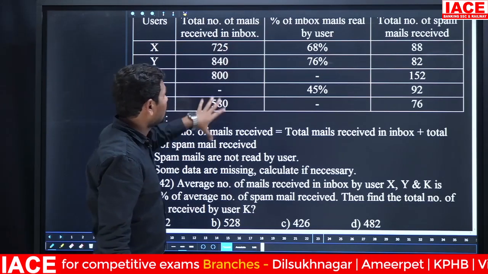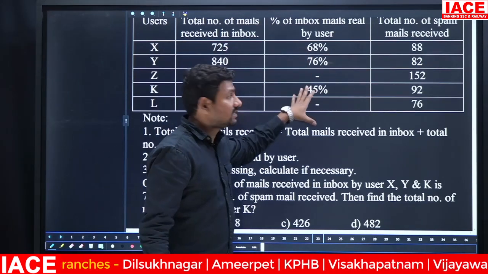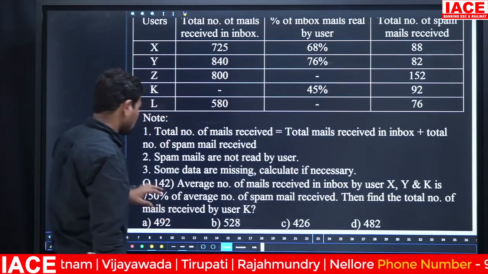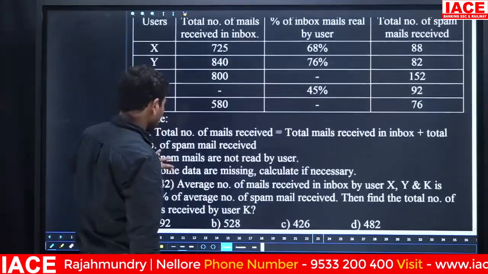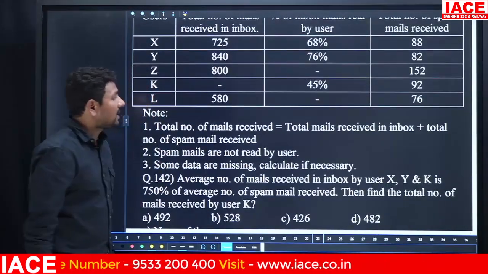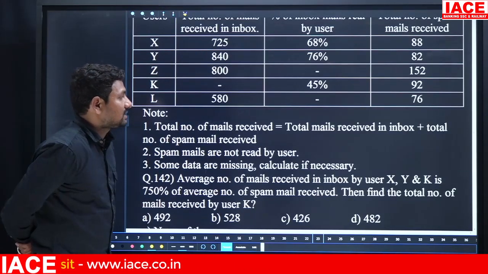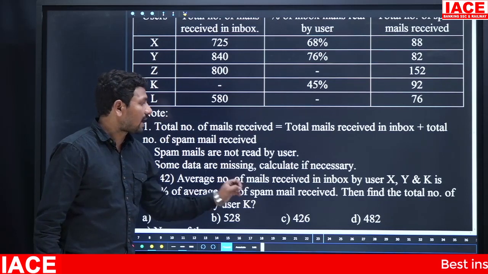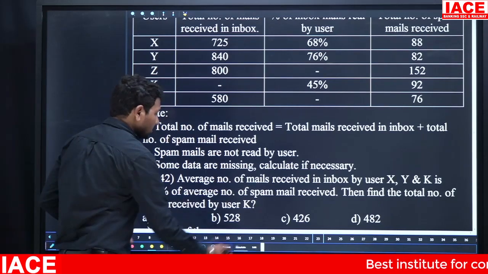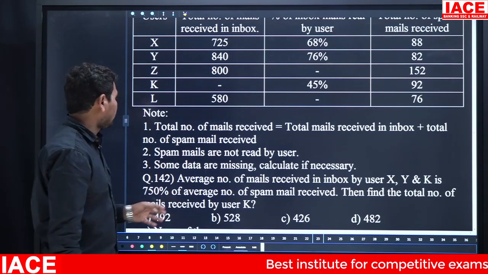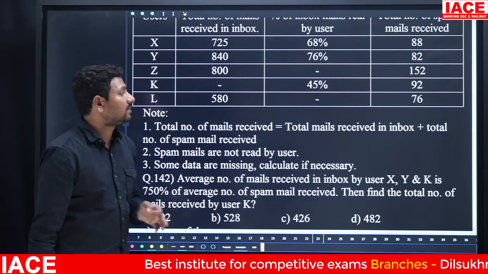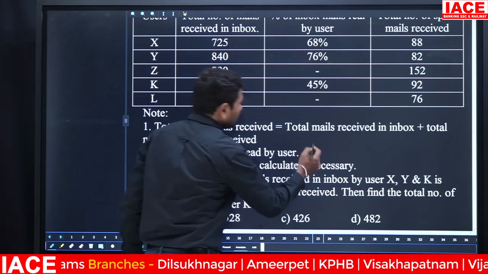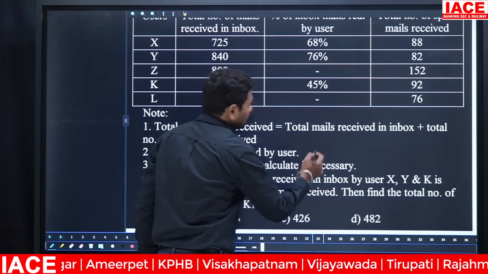Total number of mails received. In this, mails read by user is this percentage and total number of spam mails are this. Based on this we have to solve the questions. First question: the average number of mails received in inbox by users X, Y, K is 750% of the average number of spam mails received. Here X value is 720, Y value is 840.